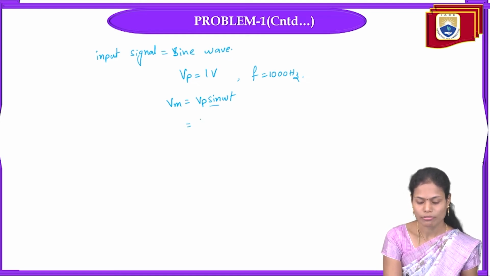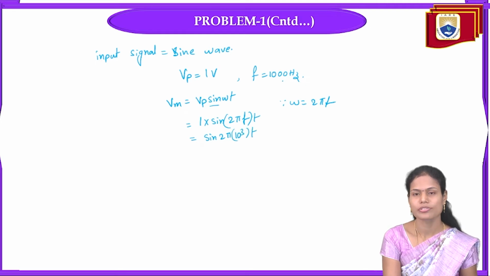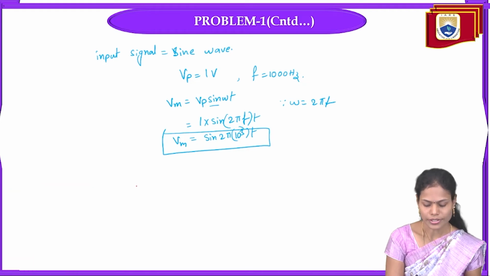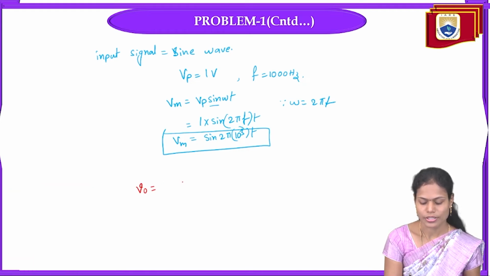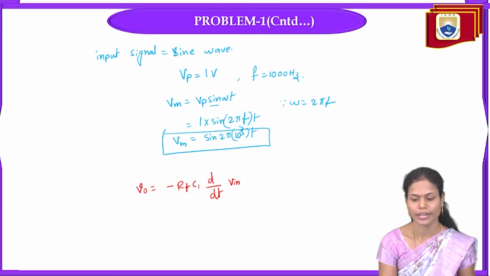Now substitute the value of Vp, that is 1, into sine omega t, where omega we can write as 2 pi f. So this is sine 2 pi f t, that is nothing but sine 2 pi 10 power 3 t, since the f value is 1000. So that's why I have written it as 10 power 3 here. So now for this input signal Vm, what is my output signal? That is V naught equal to minus RF C1 d by dt of Vm. So this is from the circuit we are writing.